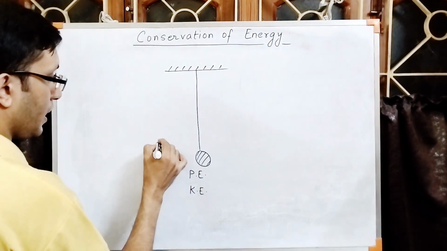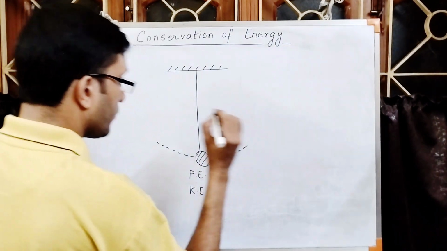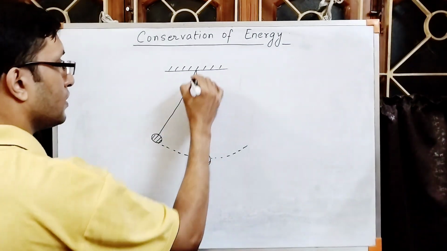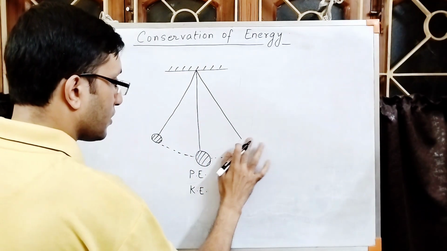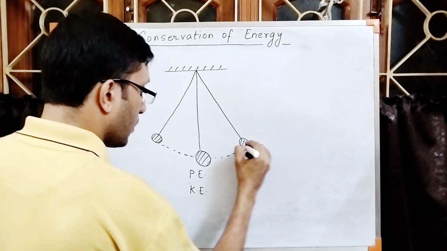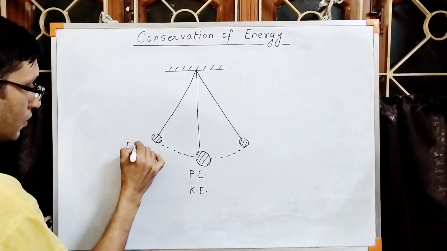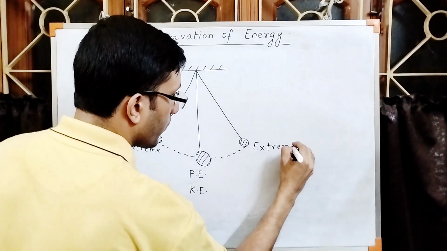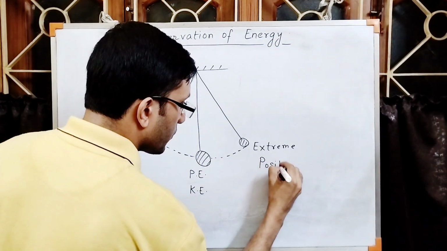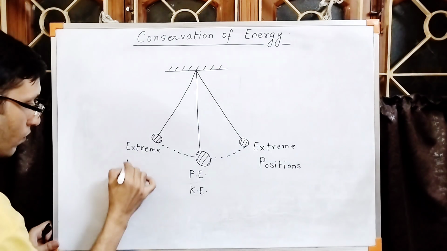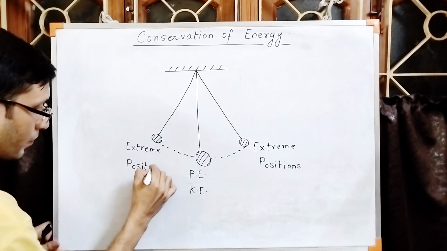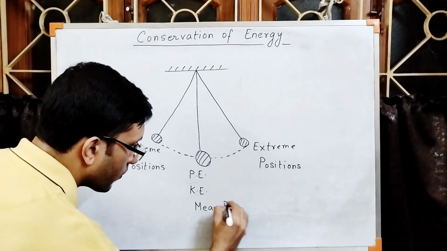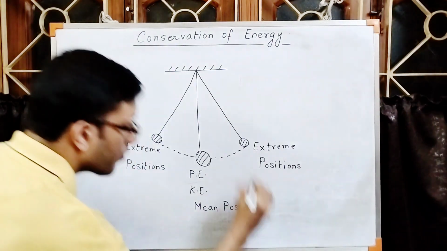Now, this one is one extreme, this is another extreme. These two are the extreme positions. And this is known as the mean position.